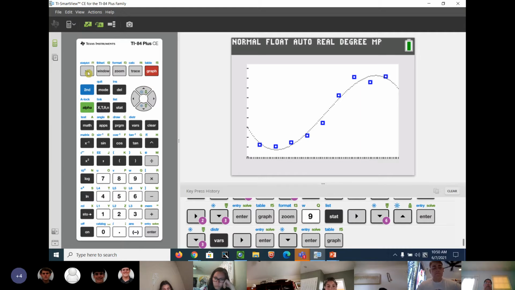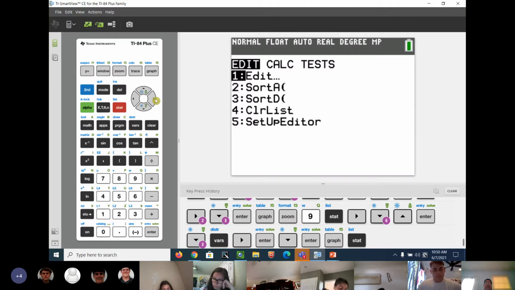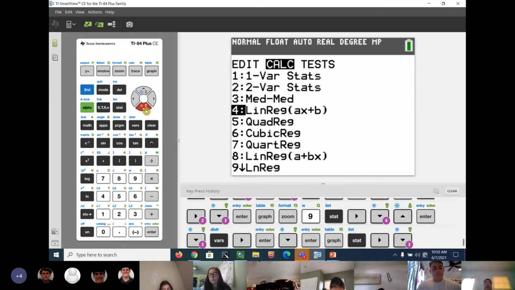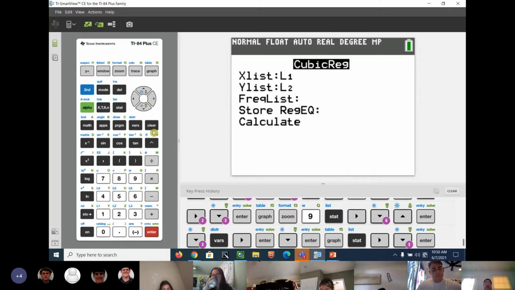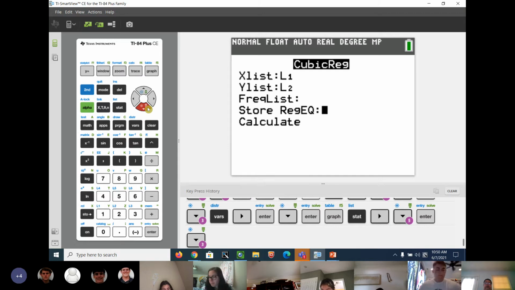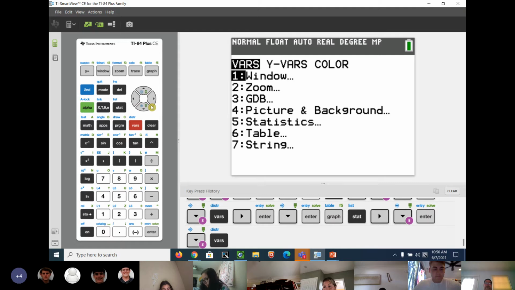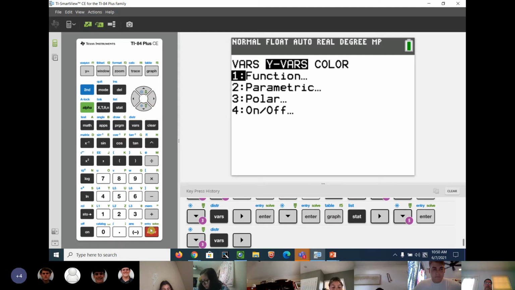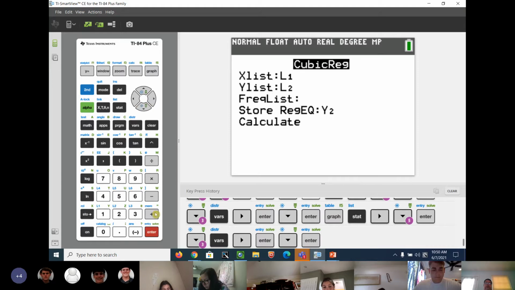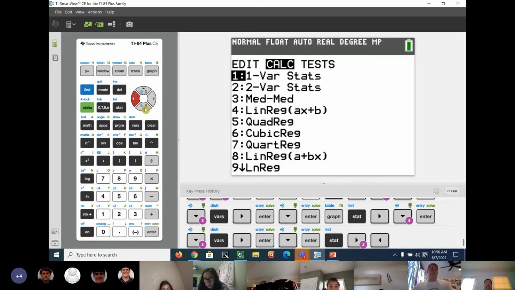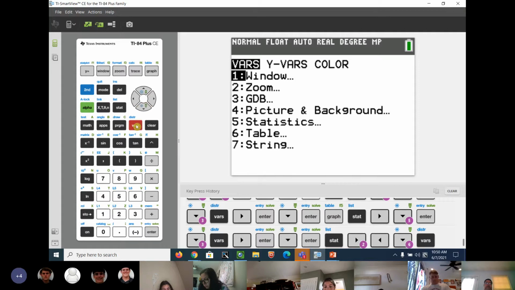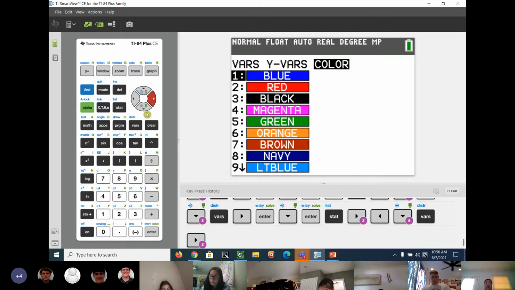Oh, I didn't calculate it. That's why. Let me try that again. Stat, calculate, linear or cubic regression. I didn't hit the calculate button. That's why. So I'm going to hit vars, function, y sub 2, and then I'm going to color it magenta. Give me a second. No, vars, color, magenta.